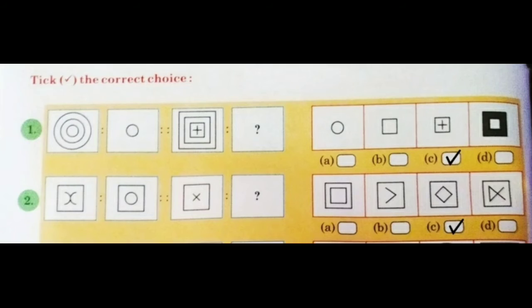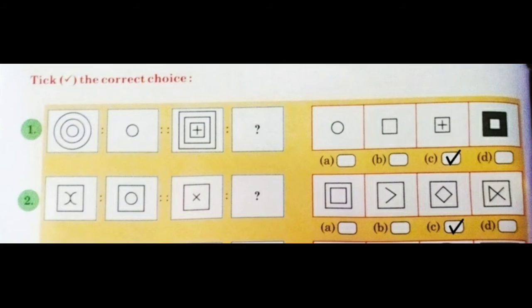In this image there are two questions. Let's see question number 1. In question number 1, you have to look at the starting two figures. In the first figure you can see three circles, and in the second figure only the middle circle will come. Similarly, in the third figure you can see three squares, and in the middle you can see only a positive sign. So according to the starting two figures, the fourth figure will be the positive sign.